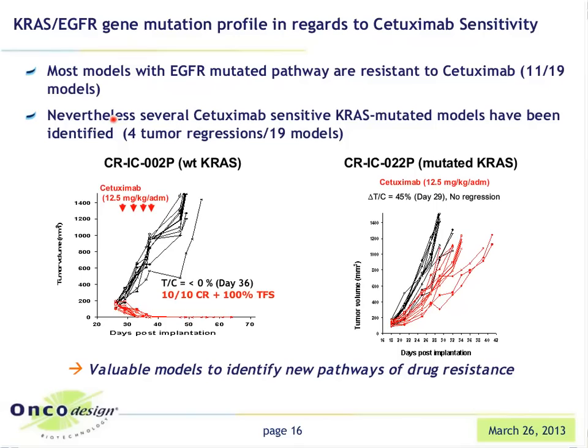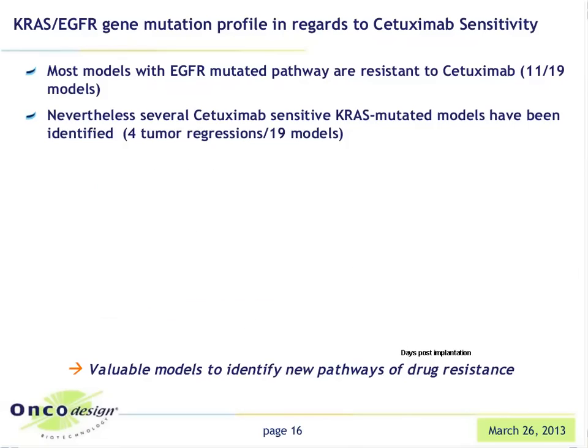Nevertheless, we have some KRAS mutated models that have been identified, actually 4 out of 19. And this means that there are some patients that now are not treated with Cetuximab because they harbor a KRAS mutation, who might benefit from the Cetuximab. And our models can be a good way to understand which population is KRAS mutated and sensitive to Cetuximab. This is one of the examples that we can run with such models.